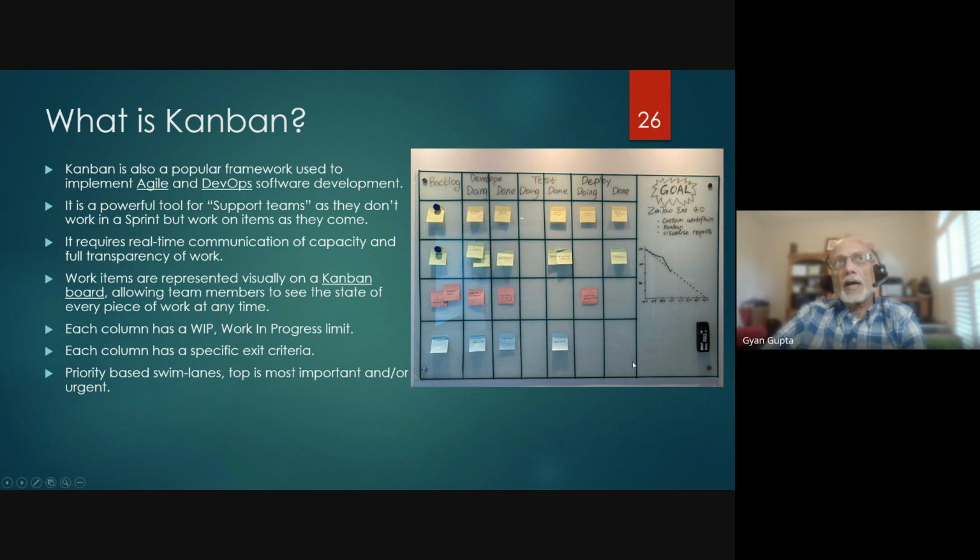So this is what a Kanban board looks like, and Kanban is just a name for another way of delivering the work. Okay, I'm going to take a pause. Any questions?